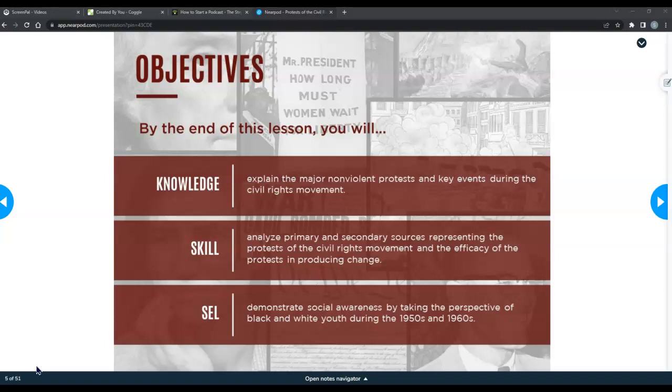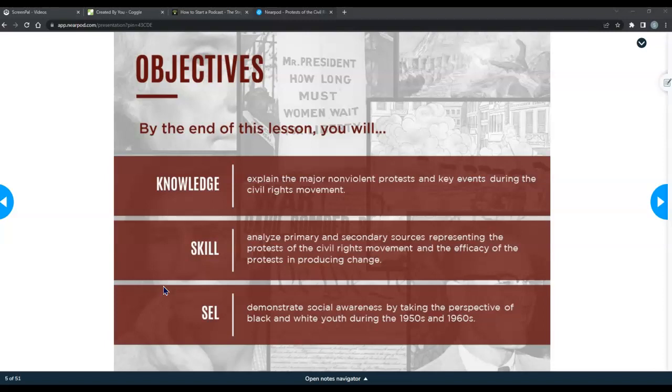I will be using Kaggle, Podbean, and Nearpod as my three digital tools for this lesson. I teach AP US History, and the content focus is going to be on the civil rights movements from 1945 to about the 1980s.